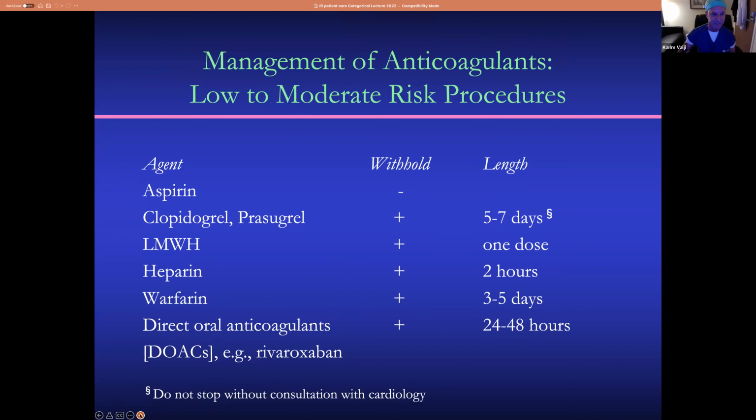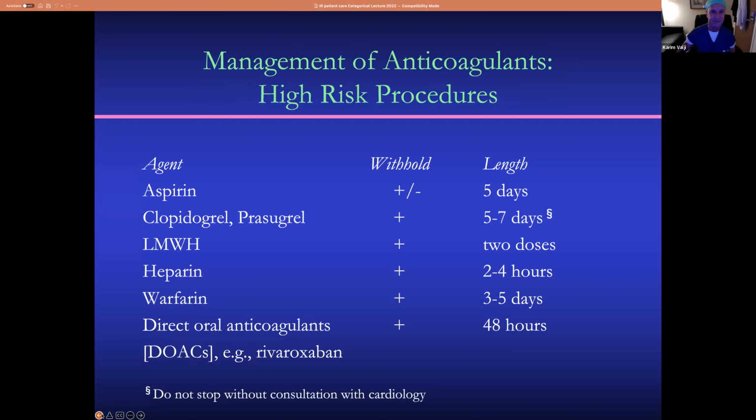For high risk procedures, sorry about my screen, it's just not responding well. High risk procedures, you're going to hold the DOACs for 48 hours. You're going to hold Plavix for 5 to 7 days. You're going to hold warfarin 3 to 5 days.